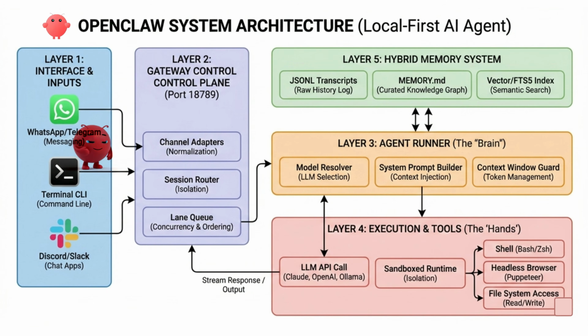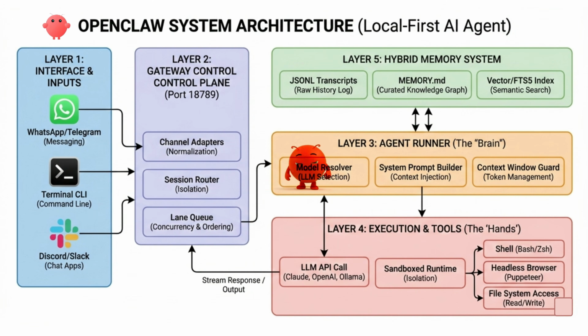This layer only collects the raw instructions from any source and passes them to the second layer, which is the gateway control panel. The gateway control panel runs locally on a dedicated port. This layer organizes the incoming inputs to ensure stability and correctness. Channel adapters normalize all messages into a single internal format. The session router isolates private and group conversations so that context is never mixed. The lane queue serializes tasks, ensuring multiple requests are handled safely and in order to prevent crashes or conflicts. This layer enforces order, isolation, and safety before any intelligence is applied in the third layer, which is the agent runner.